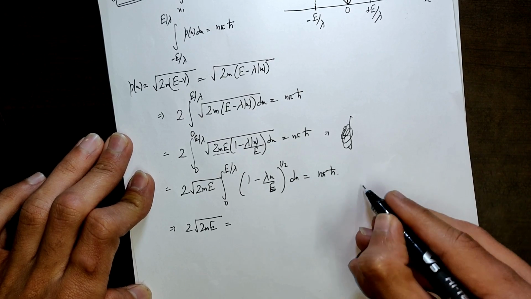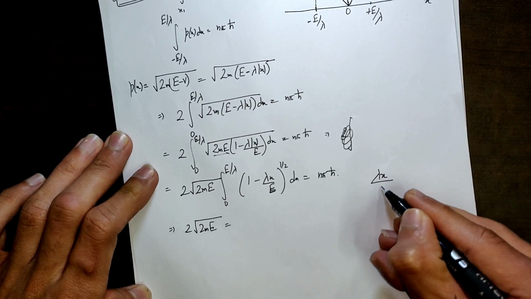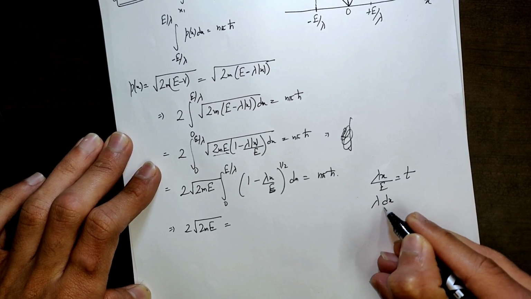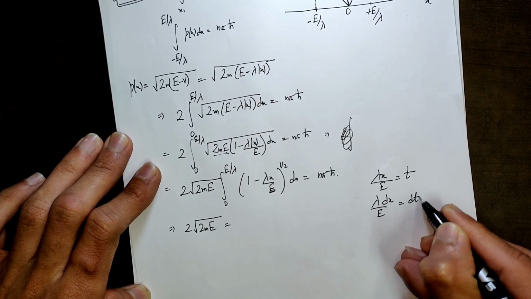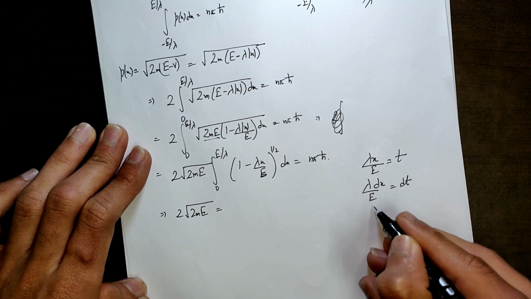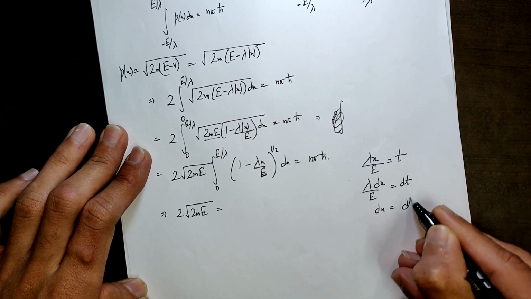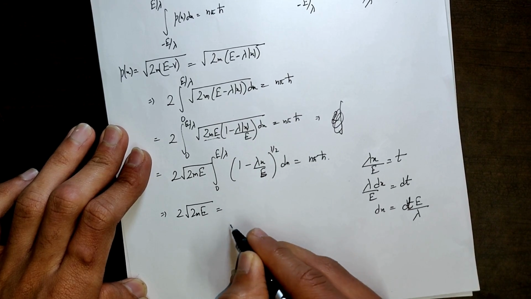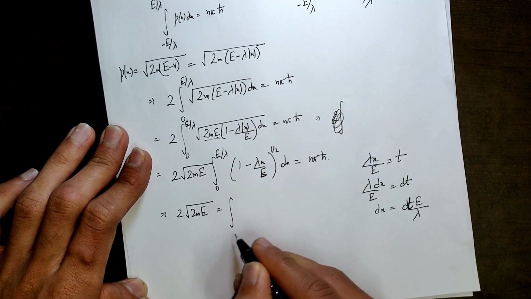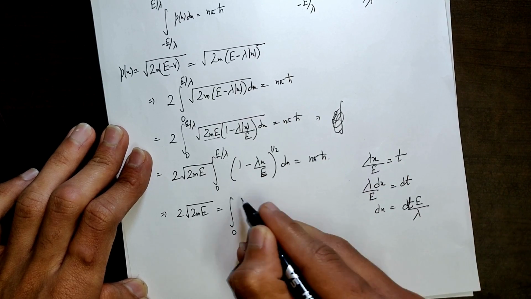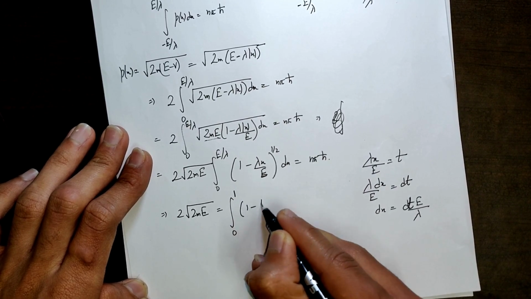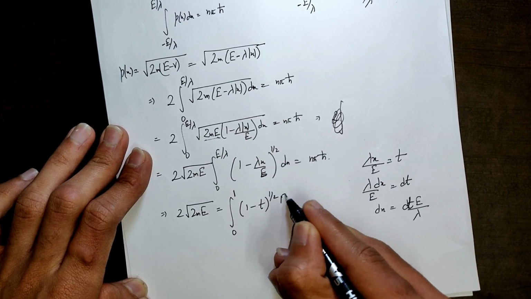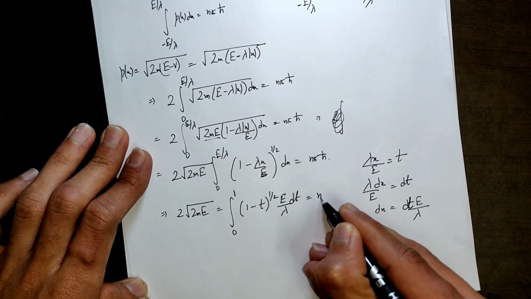now here we can put a substitution. Let's take lambda x by E is equal to t. So lambda dx by E is equal to dt, and dx would be equal to dt E by lambda. So using this, when x is equal to 0, t will be 0, and when x is equal to E by lambda, t would be 1. So (1 minus t) raised to power half into E by lambda dt is equal to n pi h cross.